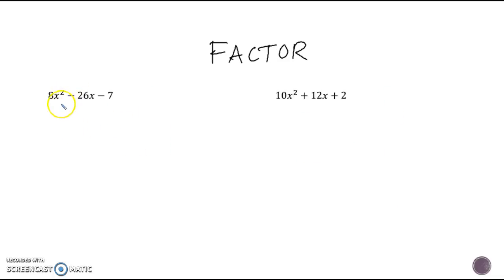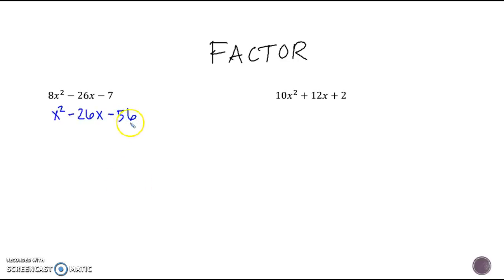In factoring when a is greater than 1, we've got two options, bottoms up and reverse box. So first I'm going to look for my GCF, 8, 26, and 7, there's nothing. So I'm going to do this one with bottoms up. So I've got to first take my a and make it part of my c. So I'm going to multiply. X squared minus 26x minus 56.